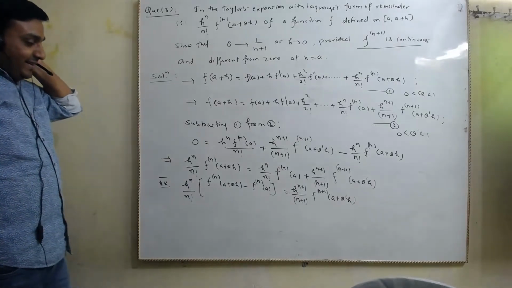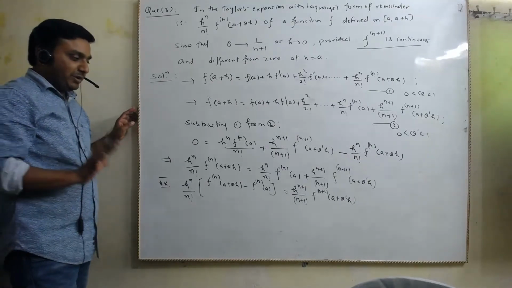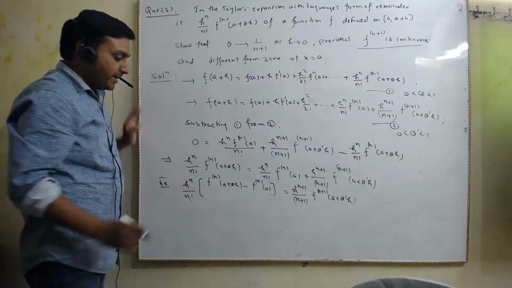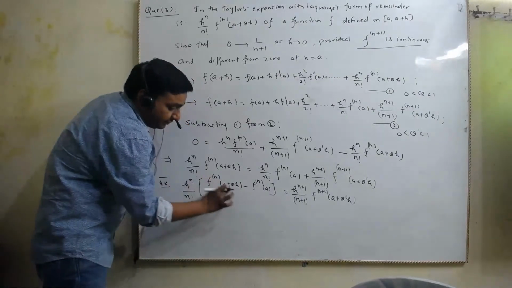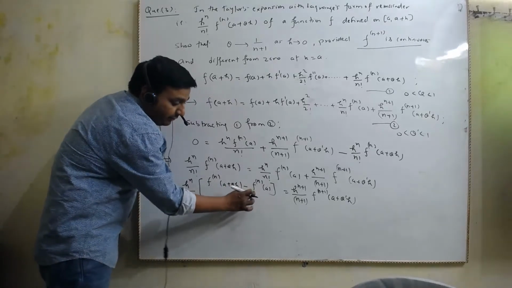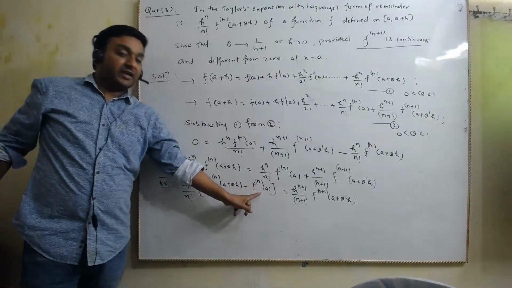Now if you observe one thing here, please be here at the board, you have f nth derivative at some point b, f nth derivative at some point a. So f b minus f a.